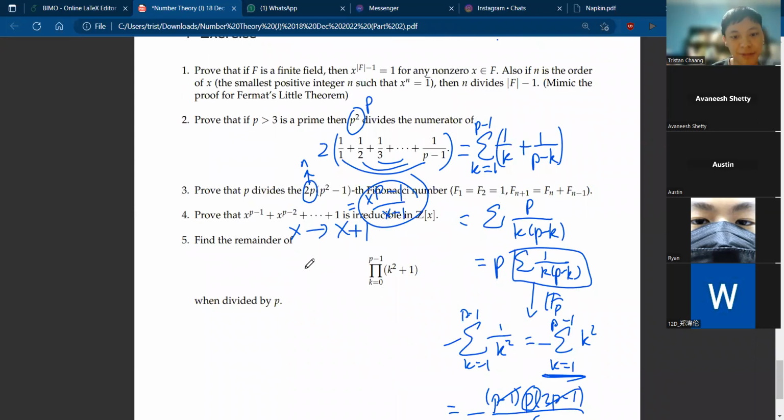Okay, the last problem is also quite fun. The last problem I'll give you guys as an exercise. I won't spoil it.